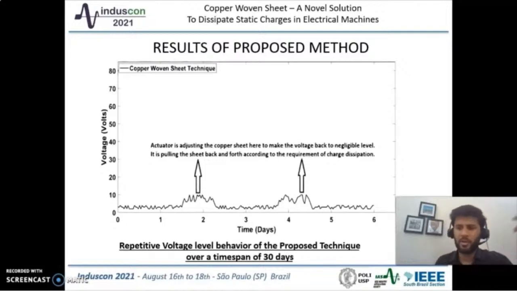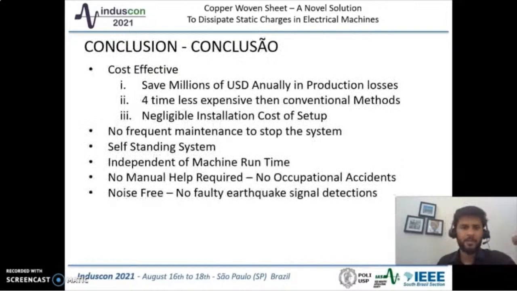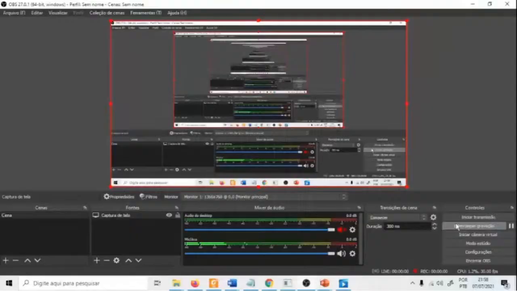Basically, we performed the experiment setup for 30 days. This is just a 6-day show here. And the conclusion is that it is very cost effective, saves millions of US dollars, very negligible cost. No frequent maintenance is required. Self-sustaining system, independent of machine runtime. You can run it for as long as you want. It is noise free and no manual help is required.